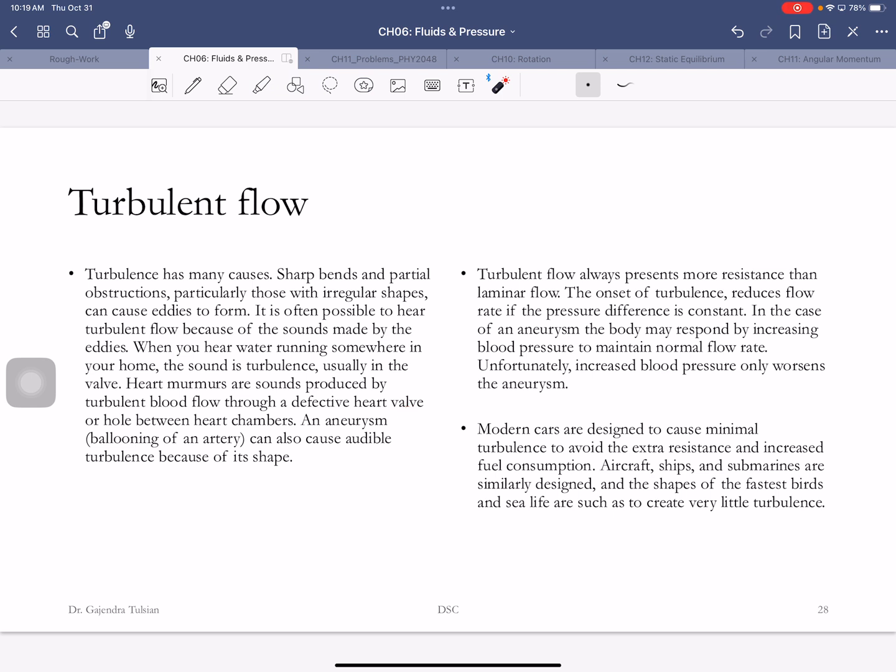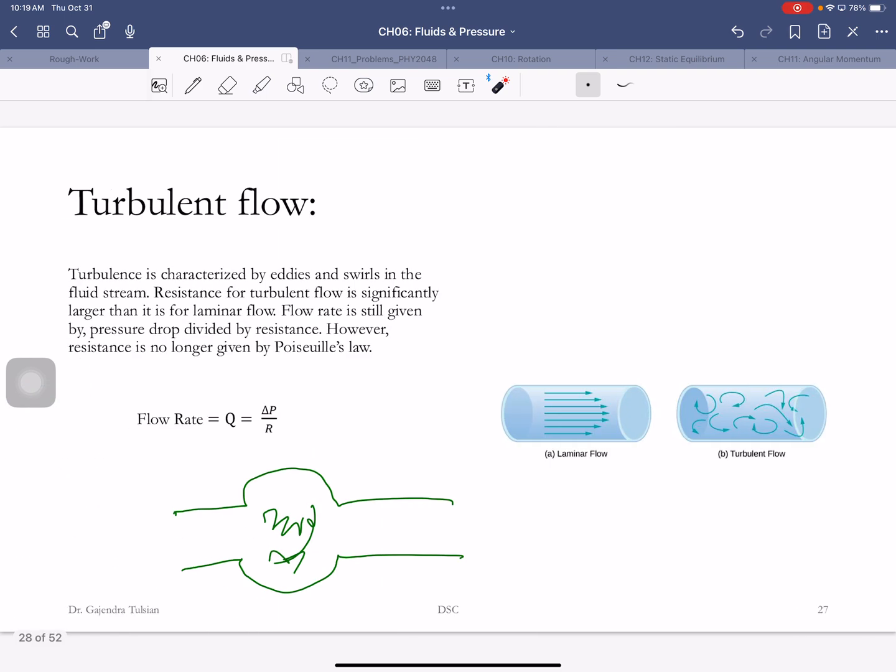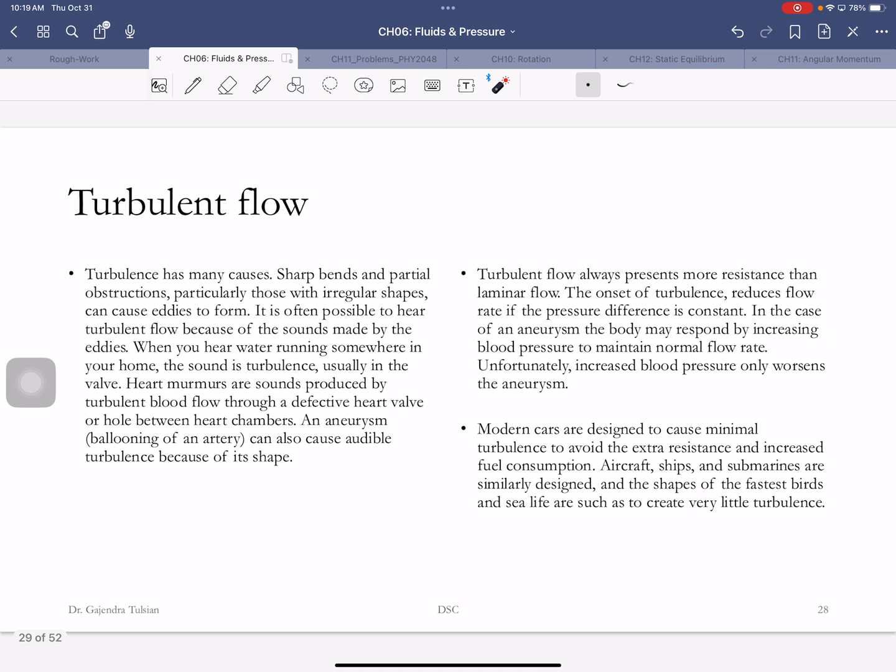or a hole between heart chambers. It's often possible to hear turbulent flow because of the sounds made by the eddies. Turbulent flow has many eddies. So when you hear water running somewhere in your home, the sound is turbulence, usually in the valves. And so anytime you hear fluid flowing, that's because of turbulence.